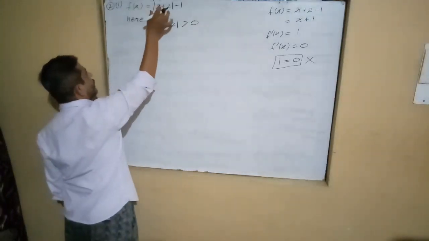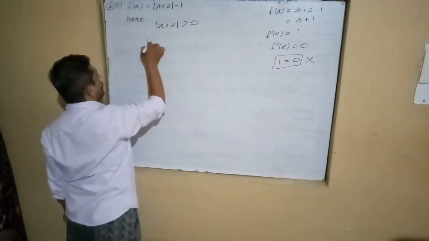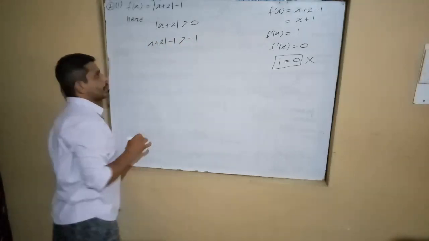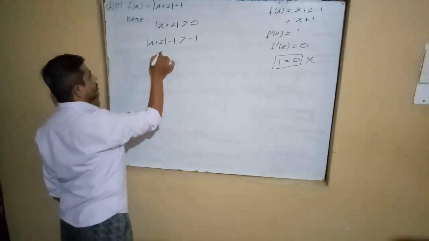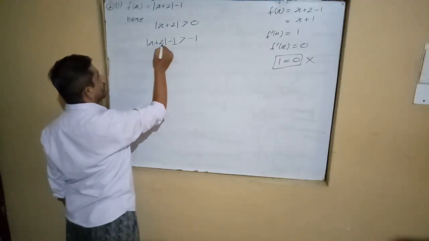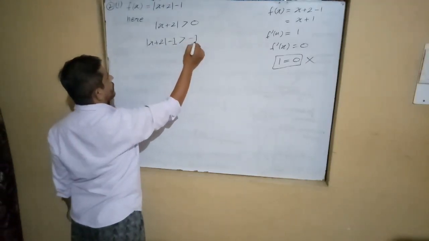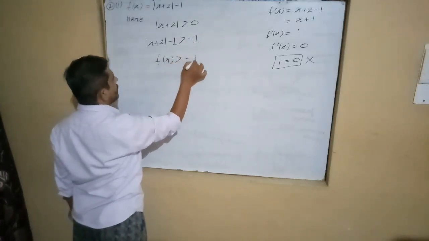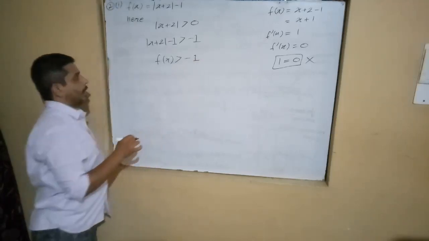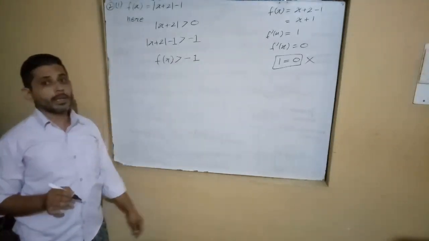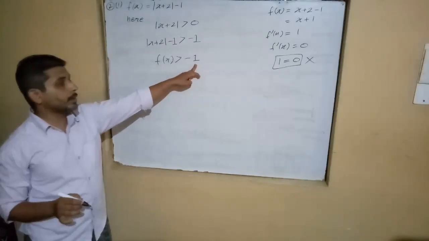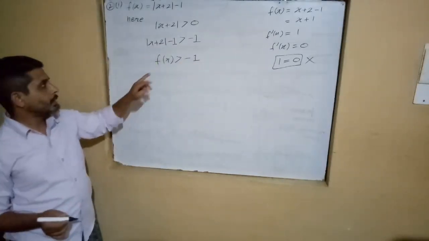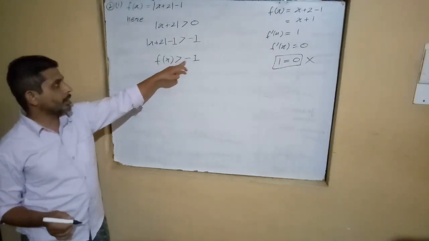And our function is what? Mod of x plus 2 minus 1. So mod of x plus 2 minus 1 is always greater than minus 1. This is 1 and this is mod. It means f(x) is always greater than minus 1. It means minus 1 is the minimum value of this function. Clear? f(x) is always greater than minus 1.